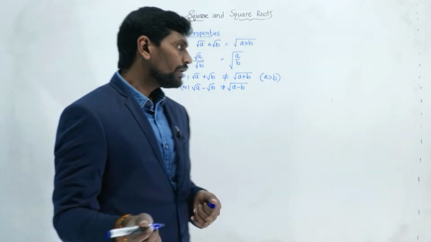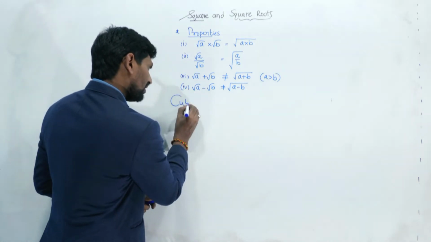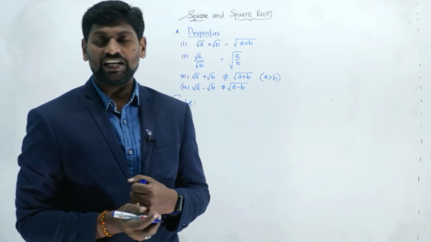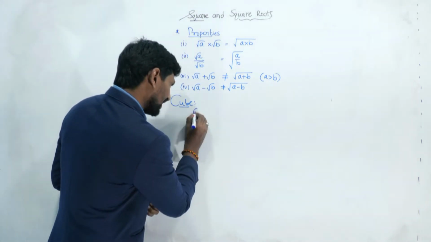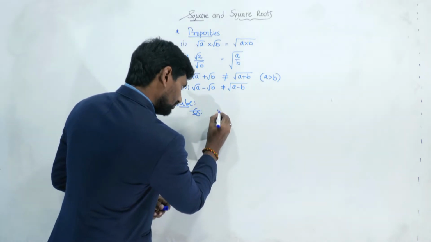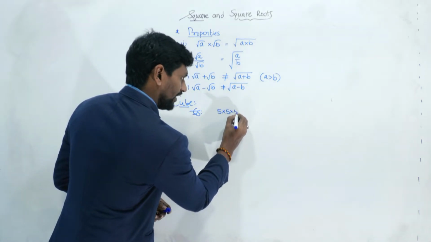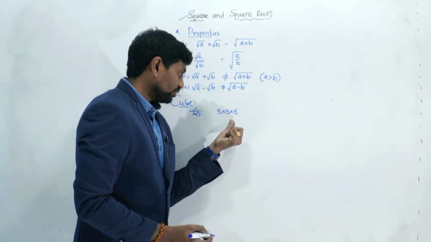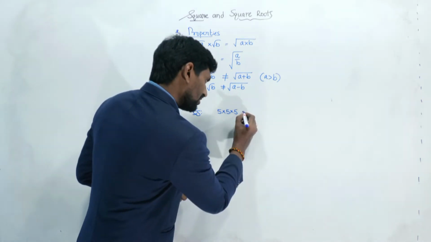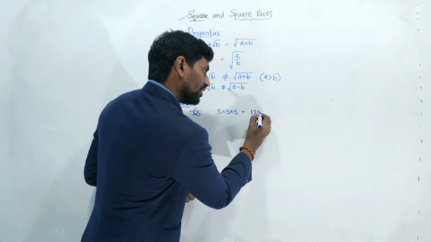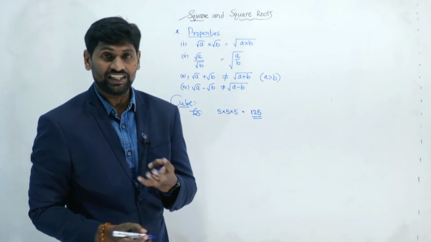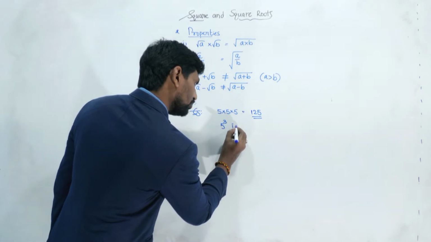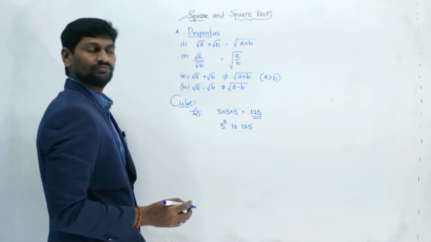Now, cube number: what is a cube number? A cube number means a number multiplied by itself 3 times. For example, 5 into 5 into 5. Here 5 is present 3 times. 5 fives are 25, 25 fives are 125. That means 125 is the cube of 5, so the value of 5 cubed is 125.